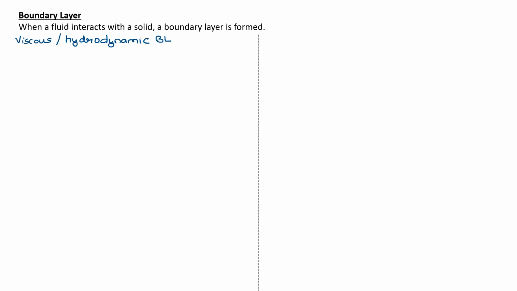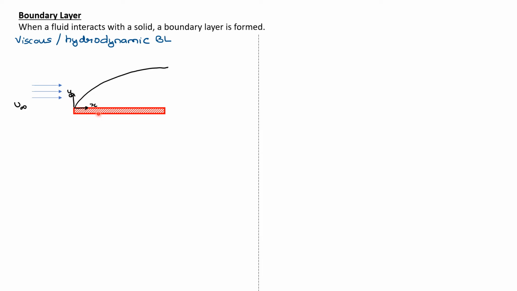So everyone here has taken the fluid mechanics course, and we know that whenever a fluid interacts with a solid, it creates a boundary layer. In fluids, we call that boundary layer, as it's caused due to viscosity of the fluid, a viscous boundary layer or a hydrodynamic boundary layer. Let's see what it looks like.